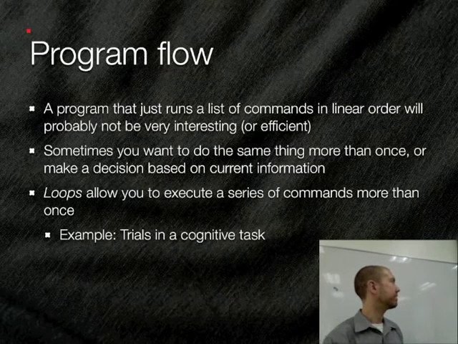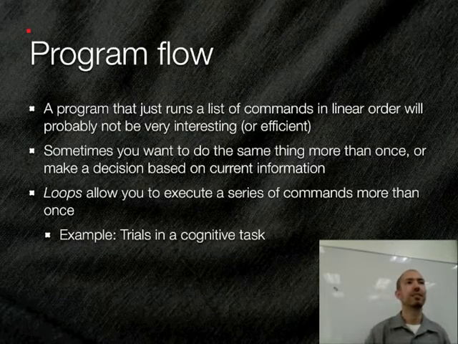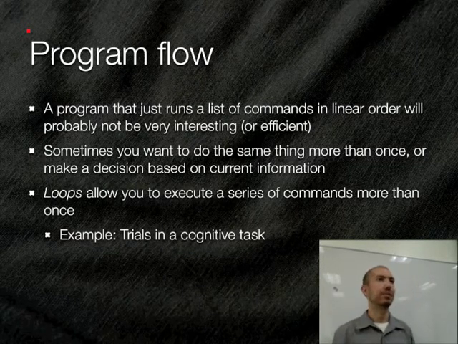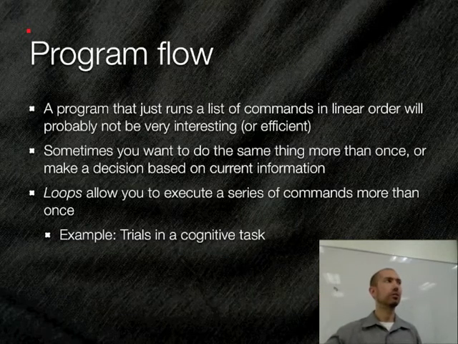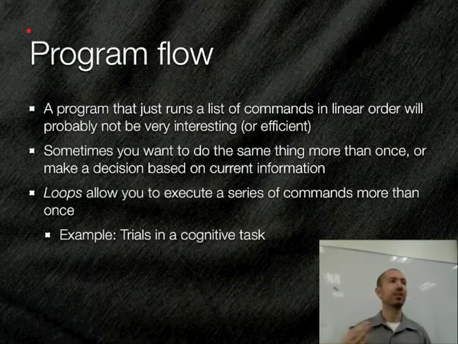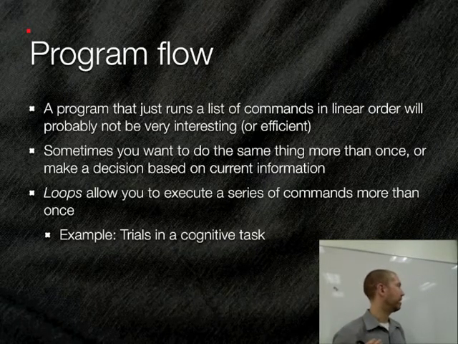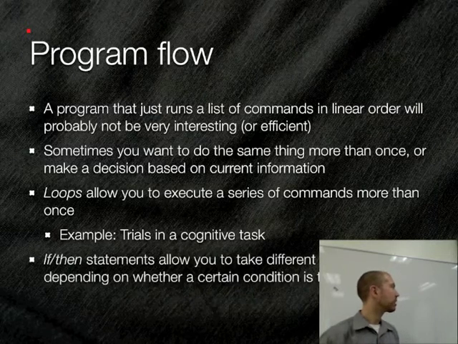So an obvious example of this is trials in a cognitive task, right? So if you have a task with 20 trials in it or something like that, you can have a trial set of commands, and you can just tell it to loop 20 times. This is very similar to what you do in E-Prime if you're familiar with that, right? You'll have a list of trials, and you'll just loop over them.